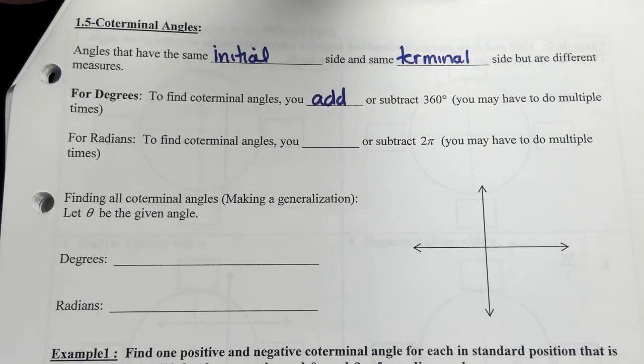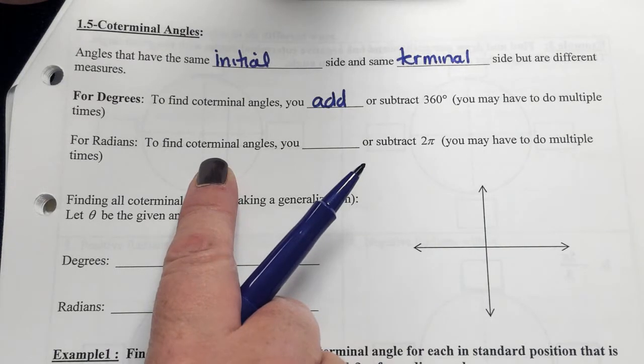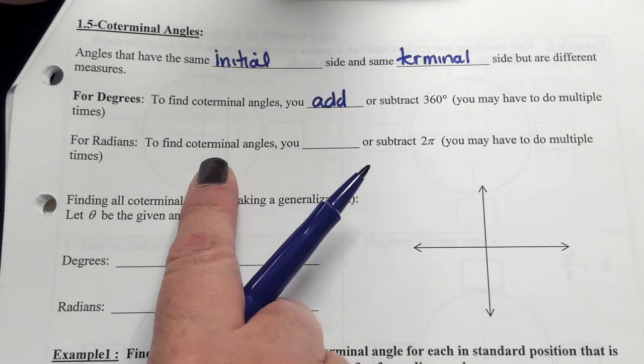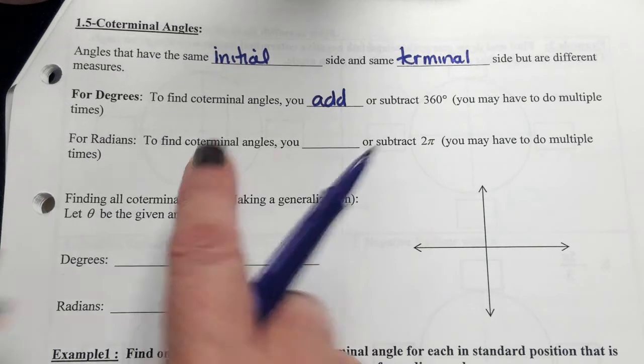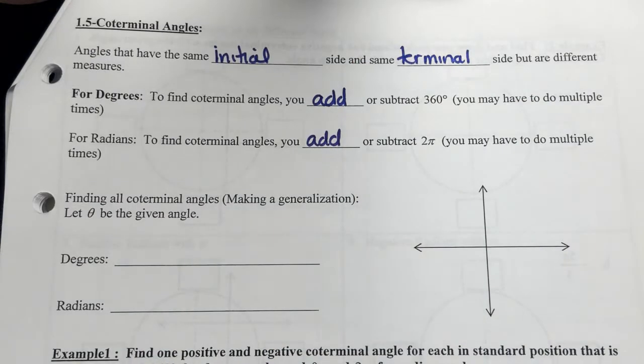0 degrees and 720. 0 plus 360 plus 360. I could have even added another 360. All right? For radians, well, by the way, what's 360 degrees equivalent to in radians? 2 pi. So if I give you an angle in radians, instead of adding or subtracting 360, you're going to add or subtract 2 pi. You could do 2 pi, 4 pi, 6 pi, 8 pi, etc.